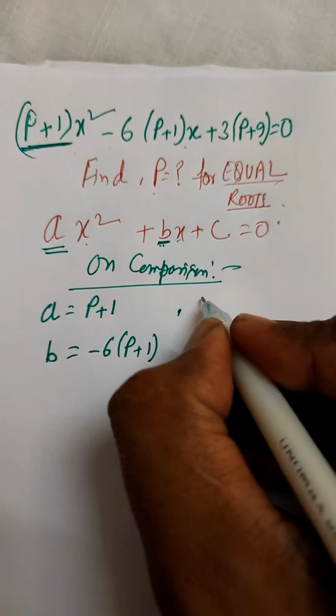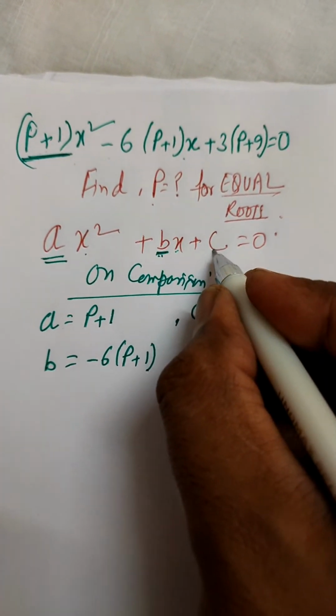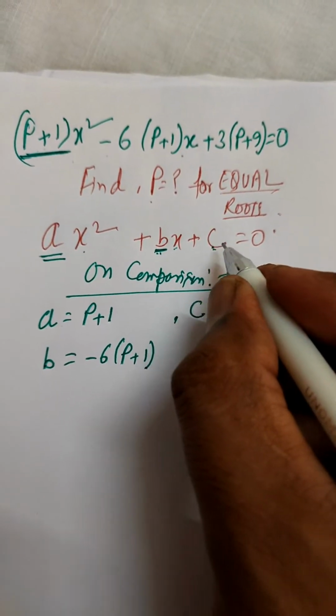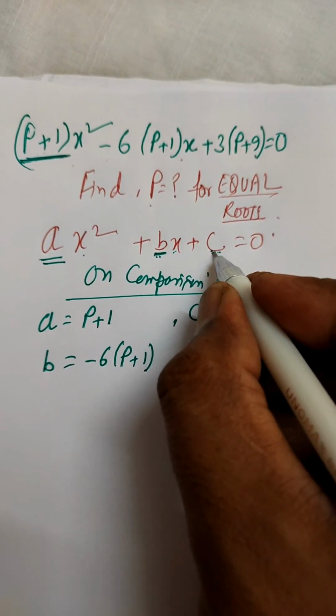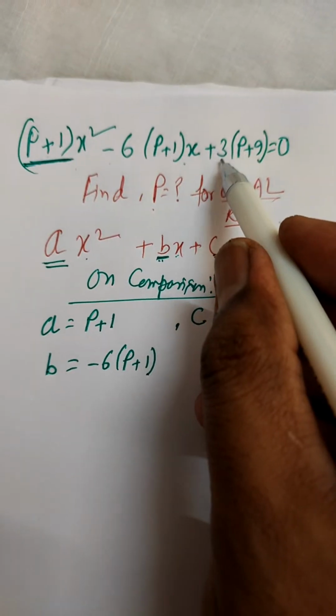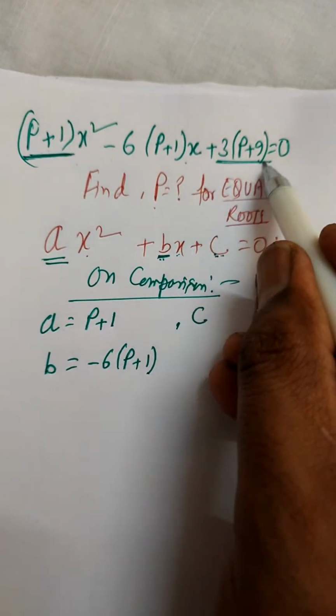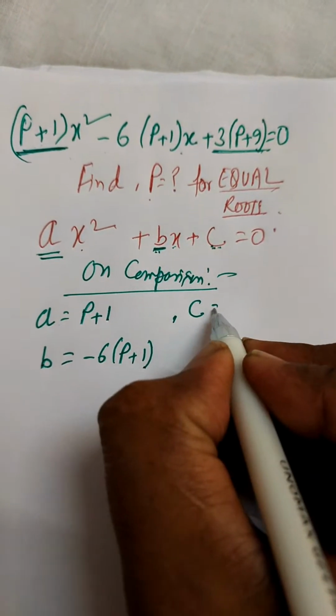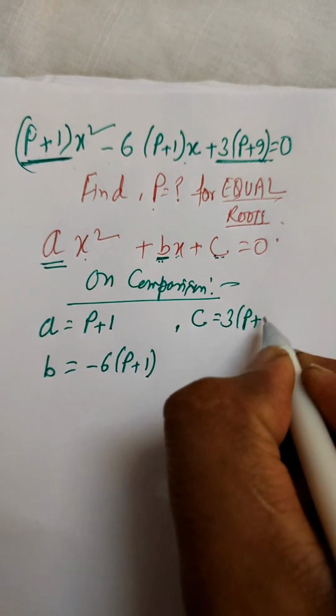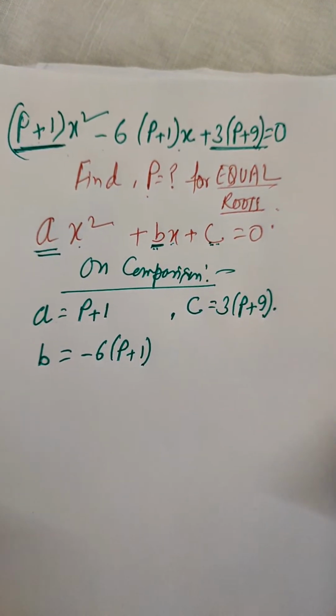And what is the value of c? The constant term. In the standard format of quadratic equation, c is the constant term, and in our question the constant term is 3 times p plus 9, this one. So we can write c as 3 times p plus 9. Any doubt, students?